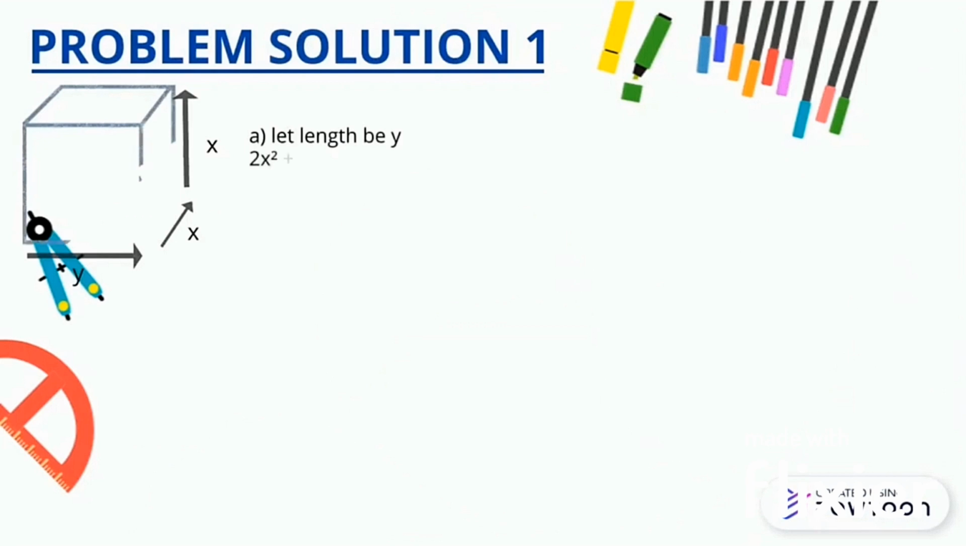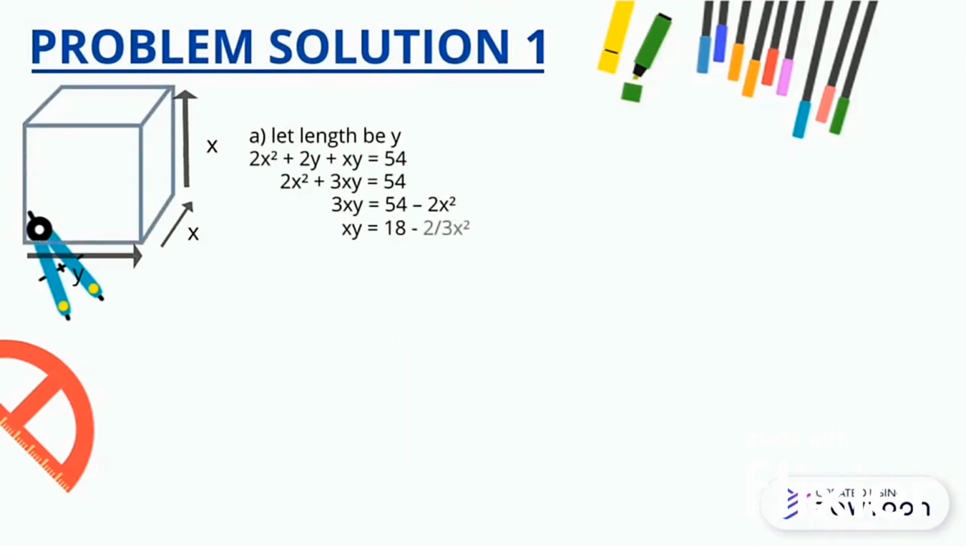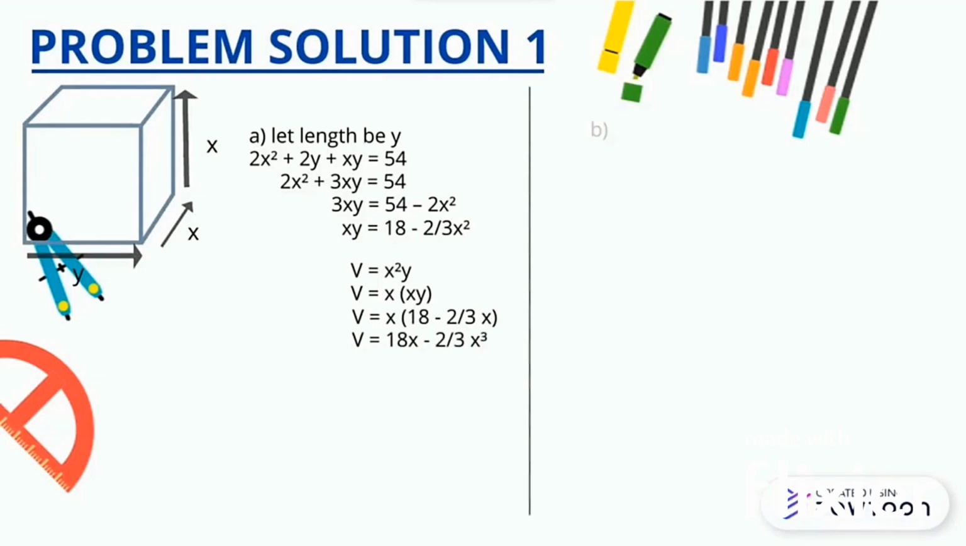First, let the length be y. The equation will be 2x² + 2xy + xy = 54. Solve the equation to get xy. xy will be 18 - (2/3)x². Then, by using the equation V = x²y, factor it to be x(xy). Insert the xy that we got before into the equation. Lastly, we will get V = 18x - (2/3)x³.